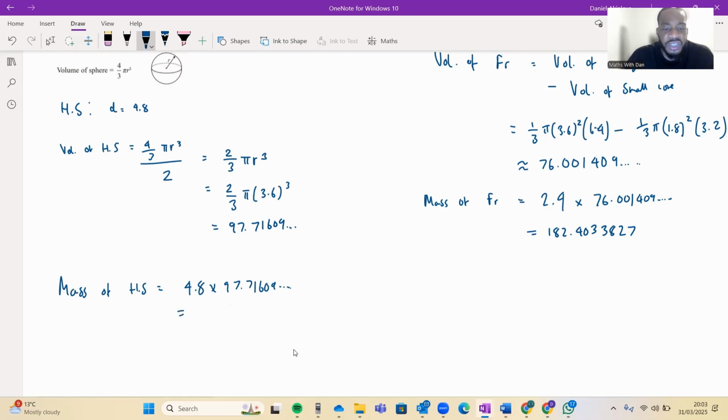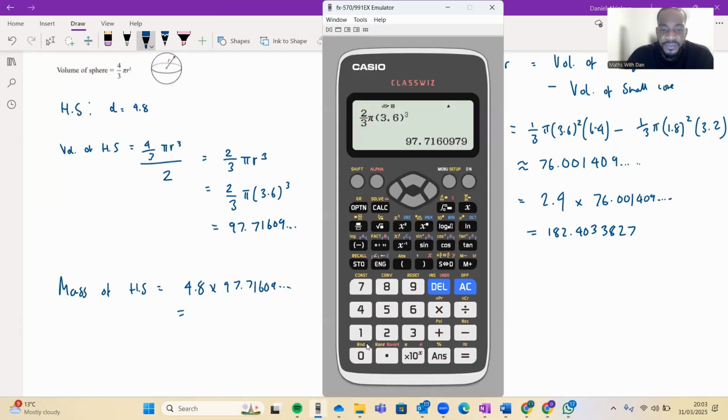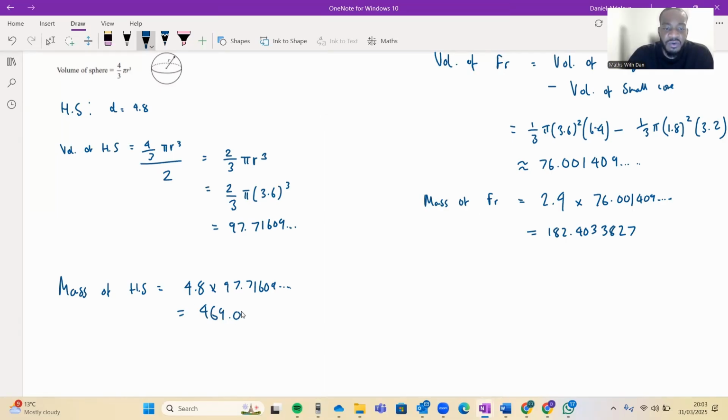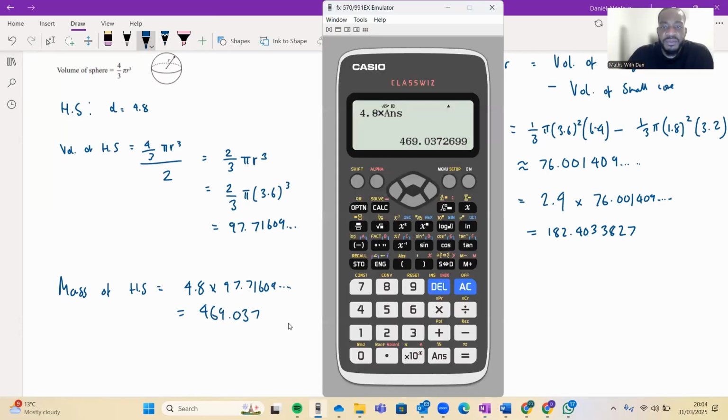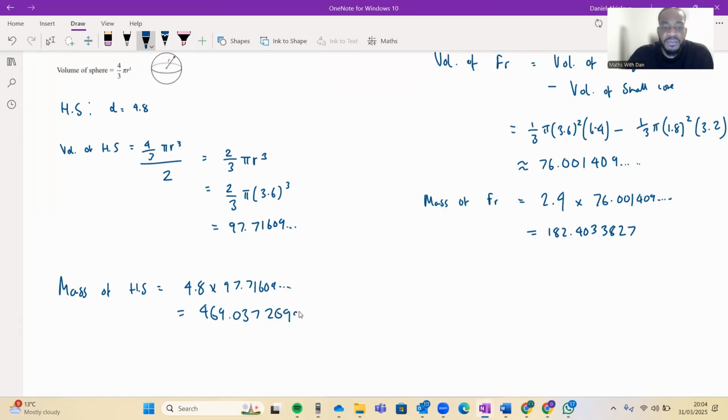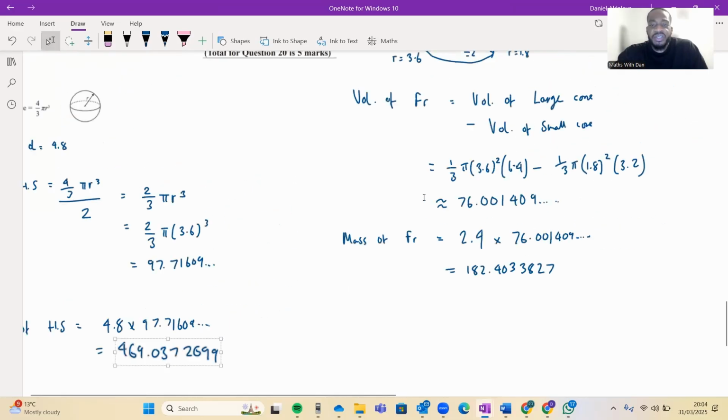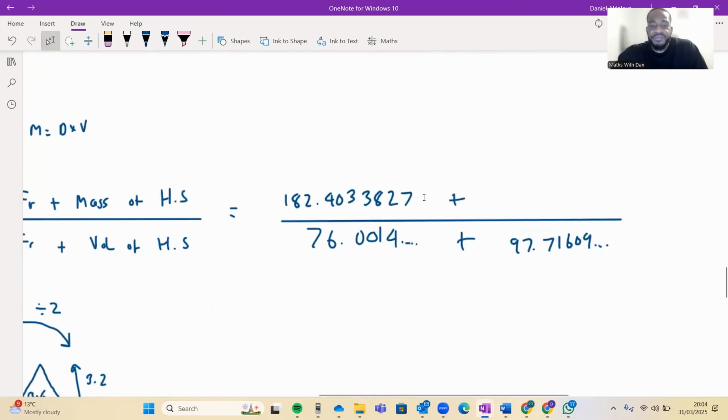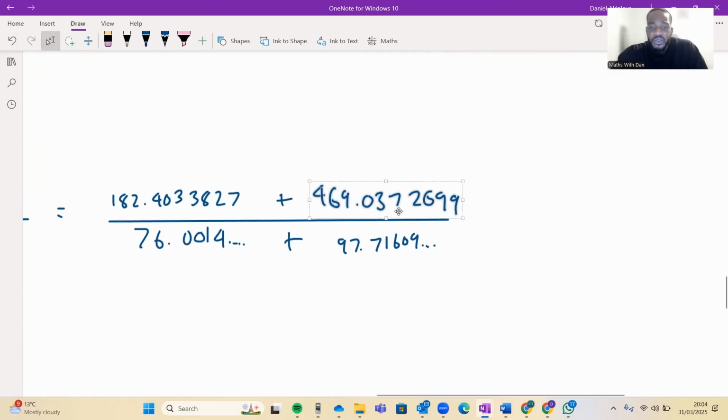Now remember, that number's already stored. No need to write it again. 4.8 times answer gives us 469.0372699. So now we're pretty much done because we've literally worked out everything. This will probably give you 4 marks in the exam because you've literally got all the calculations. You just haven't got the answer. So what's left to do now is just literally add these together and put these in.